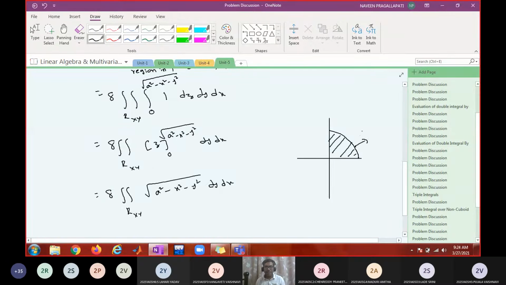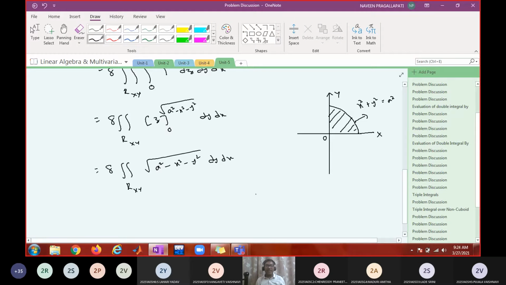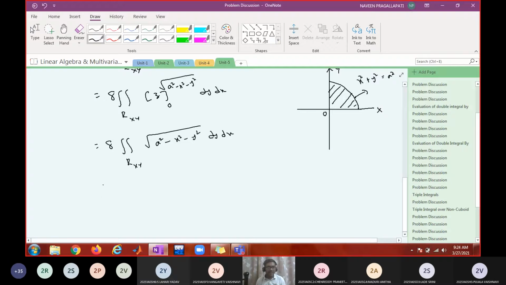This is a two-dimensional view of the projection, which is x square plus y square equal to a square. Boundary x square plus y square equal to a square because z equal to 0. Okay, so this is x-axis. This is y-axis. Now whenever you have a circular arc as a boundary, how I asked you to evaluate the double integral?